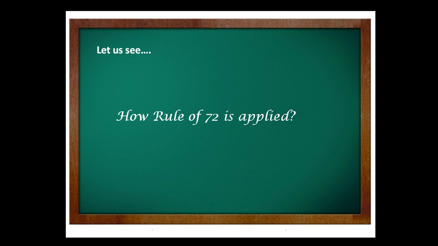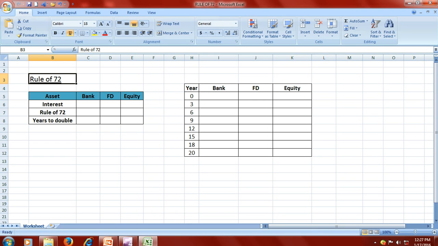Now let us see how Rule of 72 is applied across all three asset classes. You are provided with three sets of asset classes for applying Rule of 72. The first asset class is bank account. The second asset class is fixed deposit. The third asset class is equity. As we have seen in the previous case study, let us list out the various interest rates offered by all these asset classes. Bank offering 4 percentage of interest, fixed deposit 8%, and equity comes with an assumption of 12% capital appreciation.